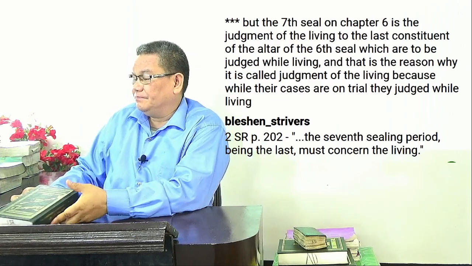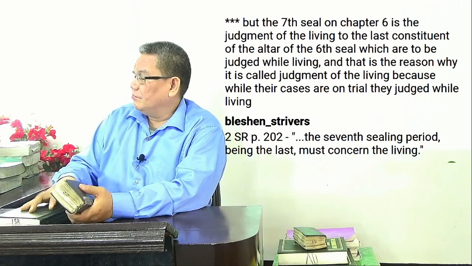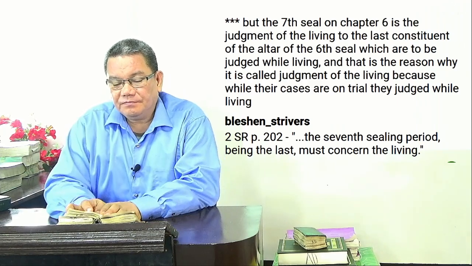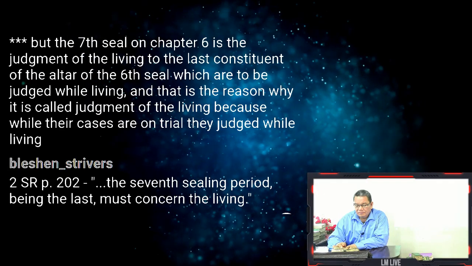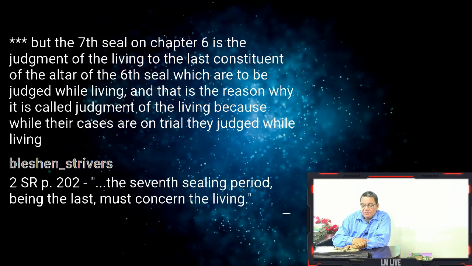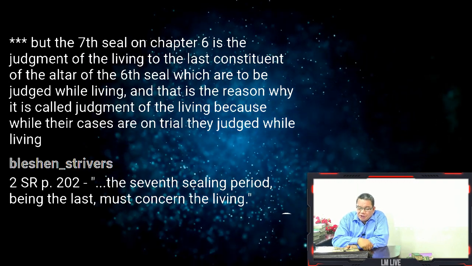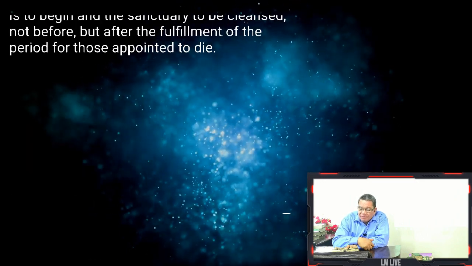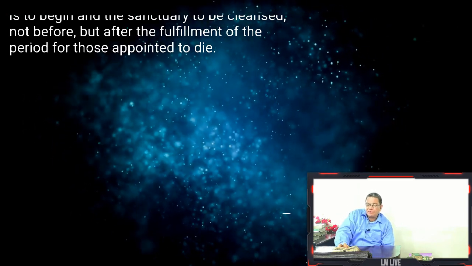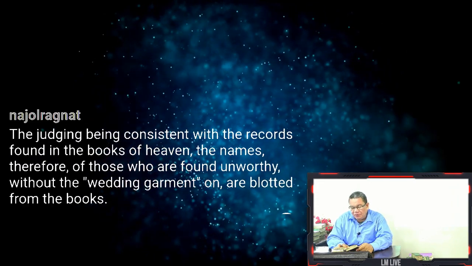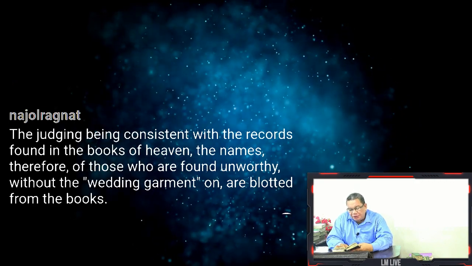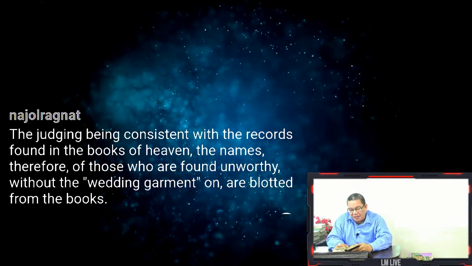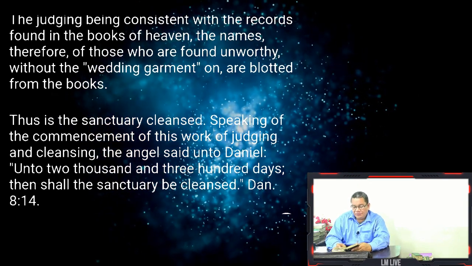Now, let us read track number 3, on page 20. It says here, plainly, therefore, the judgment is to begin and the sanctuary to be cleansed, not before, but after the fulfillment of the period for those appointed to die. The judging being consistent with the records found in the books of heaven. The names, therefore, of those who are found unworthy without the wedding garment are blotted from the books. Thus is the sanctuary cleansed. Track number 3, page 20.